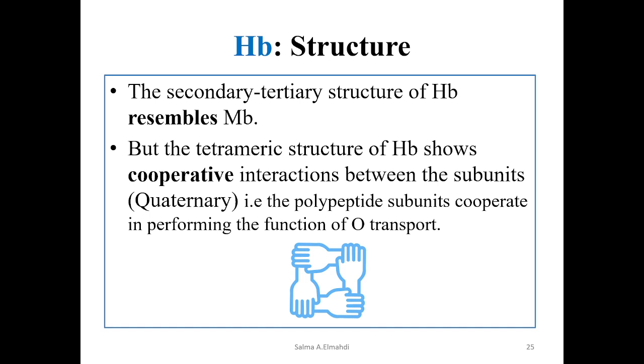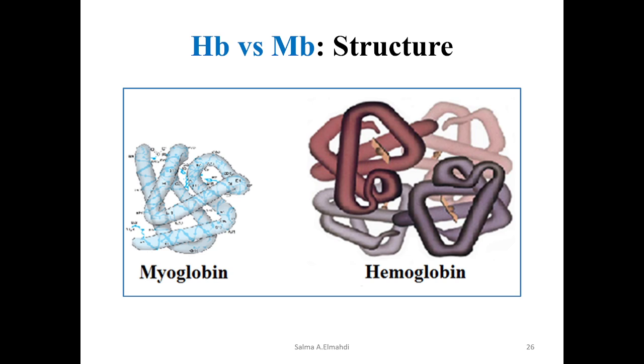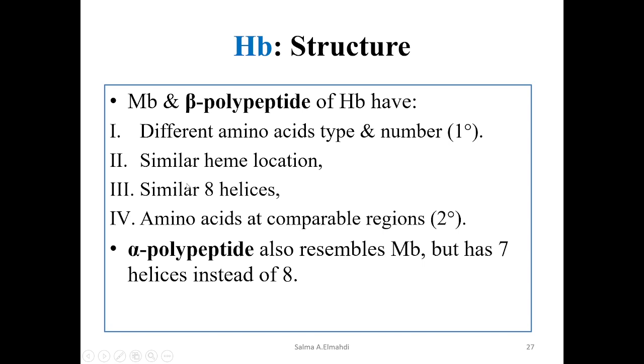The secondary and tertiary structure of hemoglobin resembles myoglobin, but the tetrameric structure of hemoglobin shows cooperative interactions between the subunits. That is to say, the four polypeptide chains of hemoglobin cooperate in performing the function, which is oxygen transport. Of course, this is not present in myoglobin because it is a single chain. So cooperation is a characteristic of hemoglobin that is not present in myoglobin.